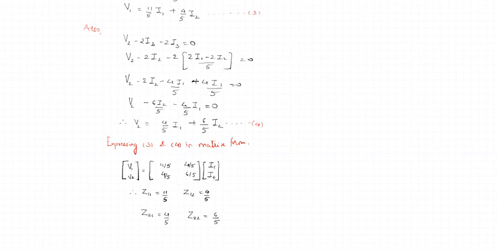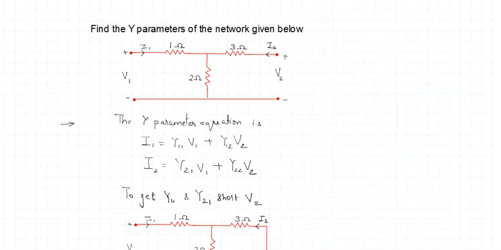Now let us solve a problem on Y parameter. So you have been given a network here and you have been asked to find the Y parameters. So when we go to Y parameters, let us look at the relation that we have to frame so that we get the Y parameters.